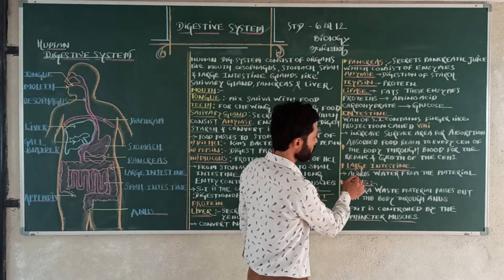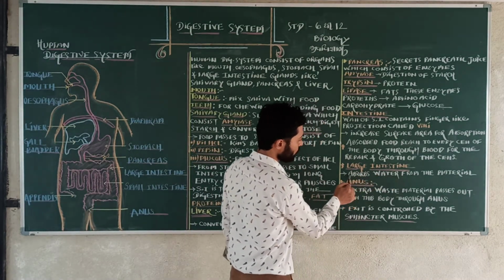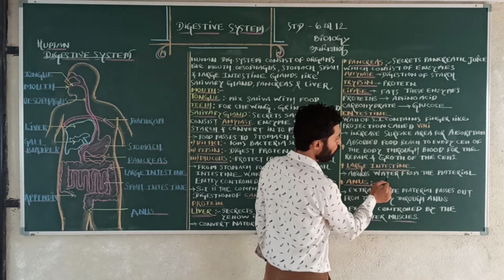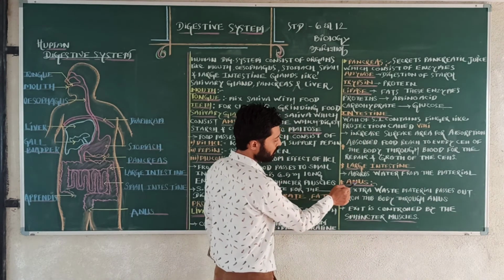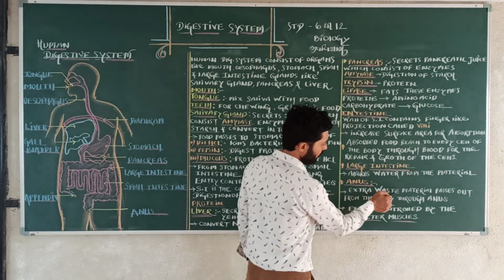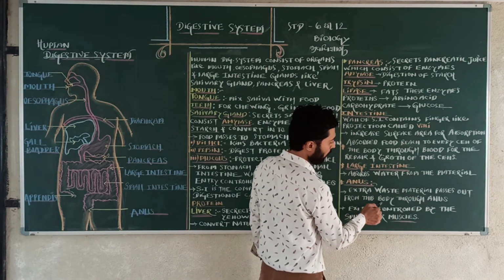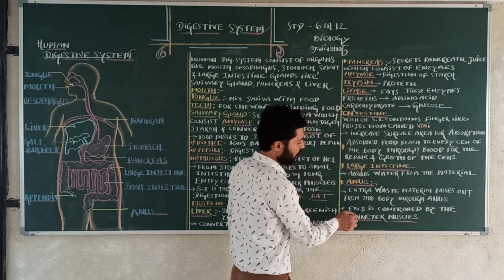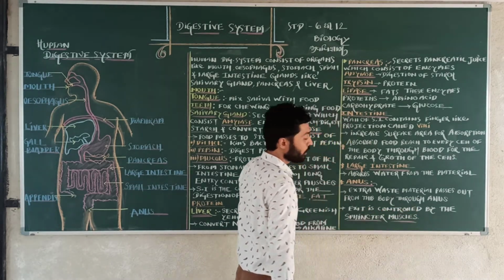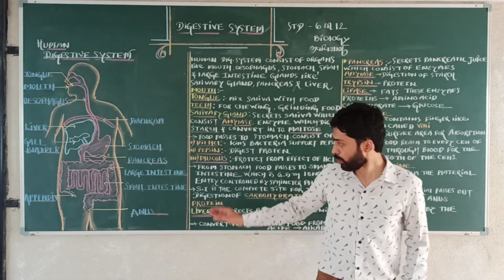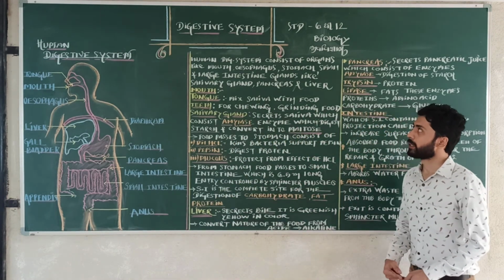And the next organ is the large intestine. The large intestine absorbs mainly water from the material, and the last organ of the system is the anus. Extra waste material passes out from the body through the anus, and the exit of this extra waste material is controlled by the sphincter muscle. So here we have completed our digestive system.